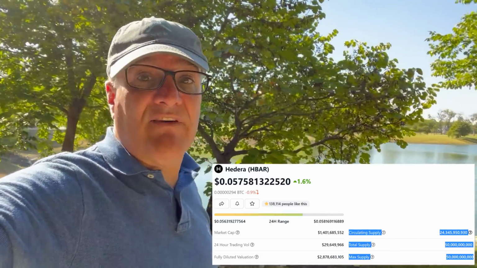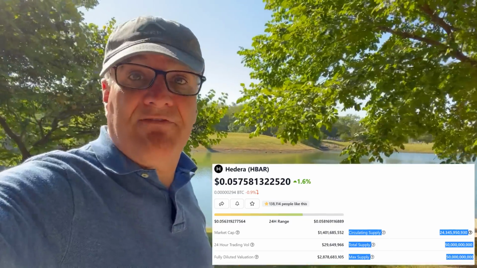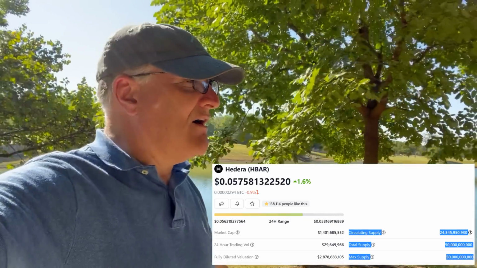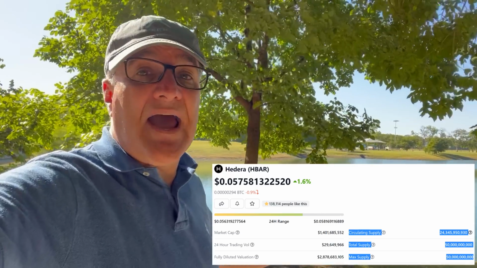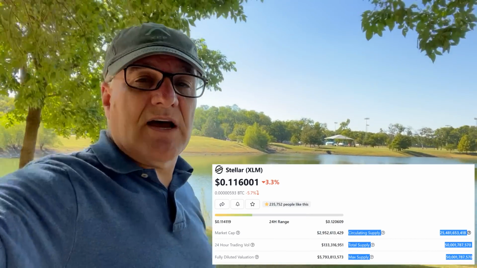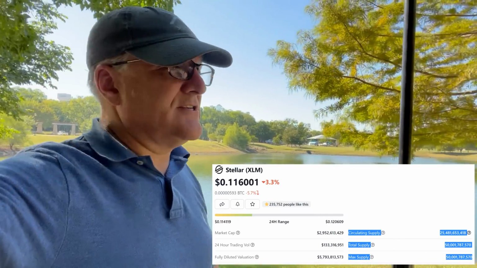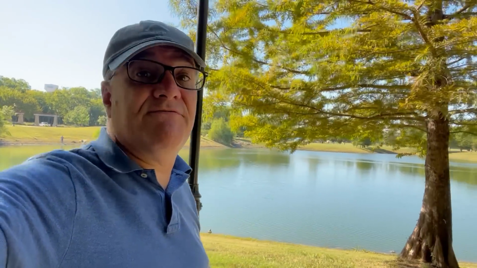Both Hedera Hashgraph and XLM have a maximum token supply of 50 billion tokens. All right, so let's say we're looking at a valuation of $5. What would it take in terms of 50 billion tokens valued at $5? It would take $250 billion to get there.